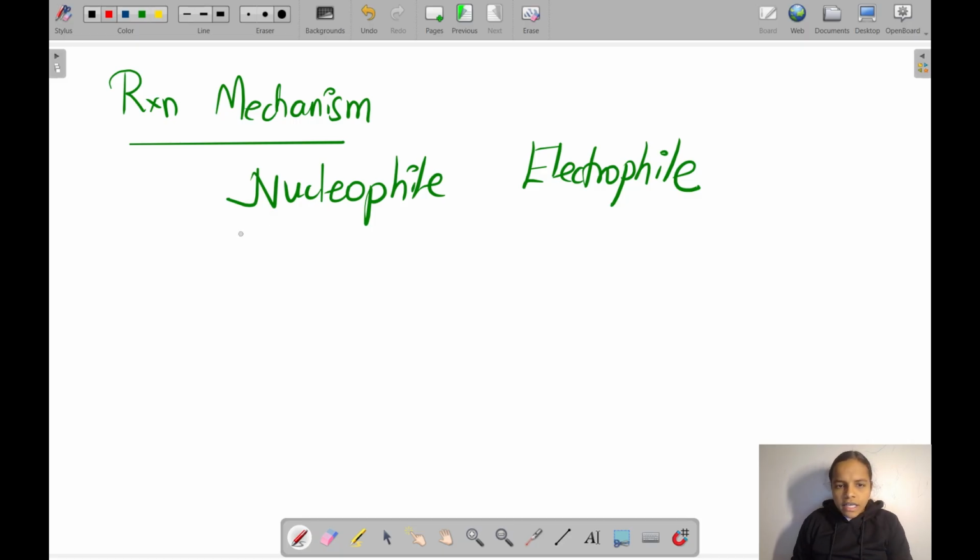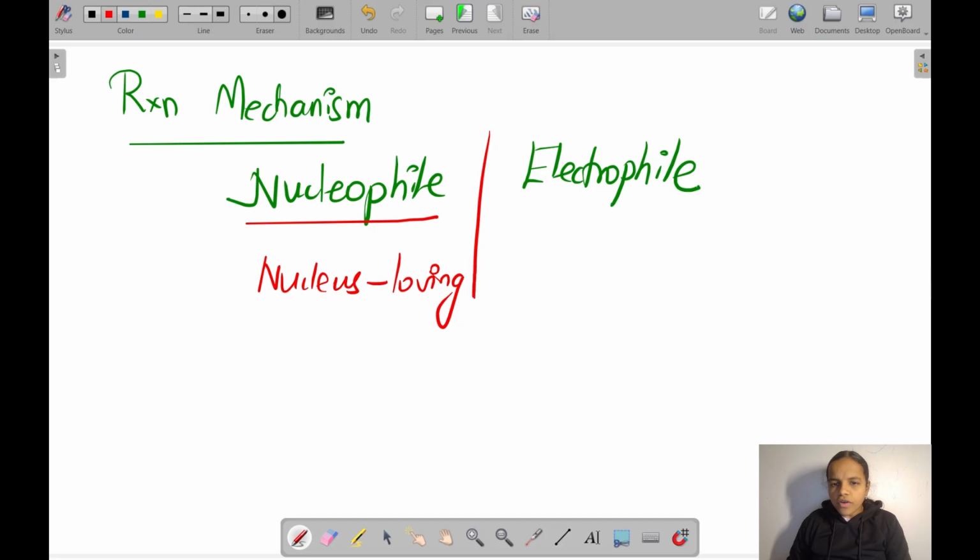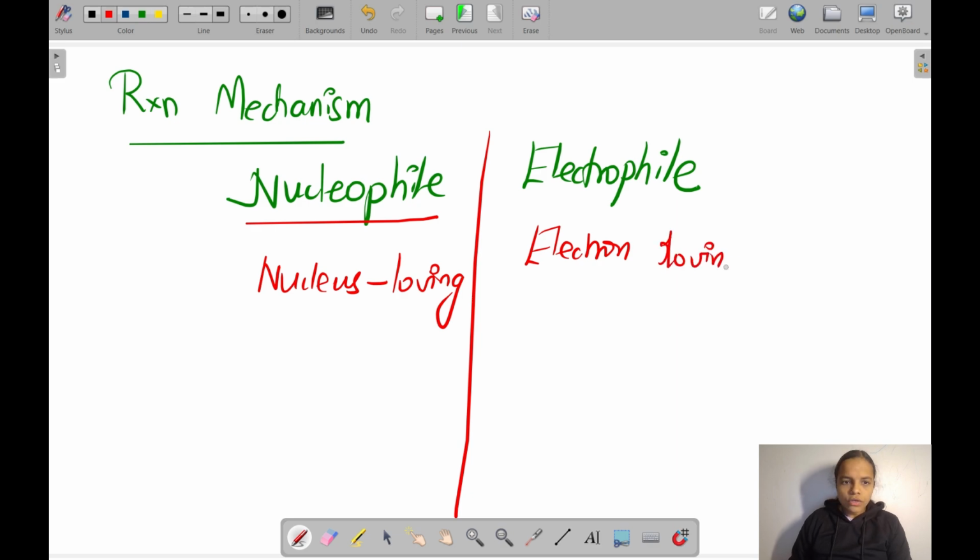So, as the name suggests, this is nucleophile. So, it loves the positive charge. It is nucleus loving, and this electrophile is electron loving. So this nucleophile is electron rich.